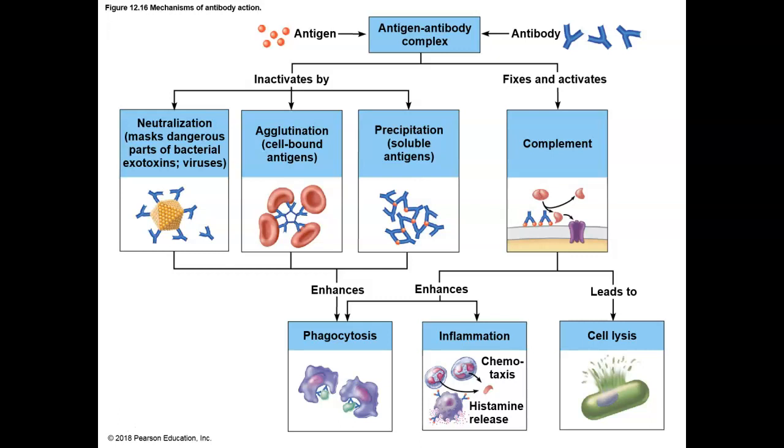And so here you can see those different mechanisms. Activating the complement system can increase phagocytosis and activates chemotaxis, which again stimulates phagocytosis because we are releasing chemicals that enhance your macrophages and neutrophils to move to that site. And it can lead to cell lysis through that MAC attack. Here we have precipitation of antigens. Here we have agglutination of cells. And here we have neutralization.